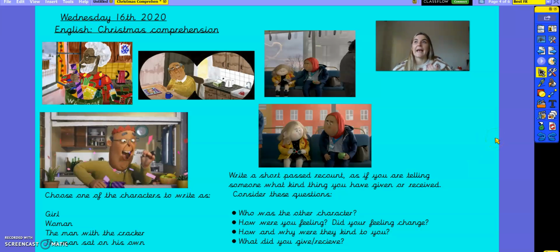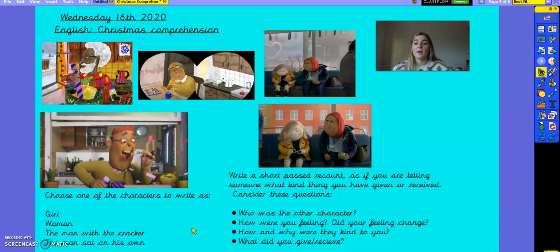So I want you to write a recount. So remember we said a recount was retelling a story. So I want you to pretend that you are one of these characters and you are telling the story of when you gave something kind or you received a kind act or a kind thing. So you have got 4 choices. You can either write as the little girl whose glasses were broken. You can write as the kind woman who helped her stick her glasses back together. Or you can write as the man with the cracker who decided to pass it to his neighbour through the window. Or you can write as the man who was sat on his own. So he was quite clearly quite lonely.